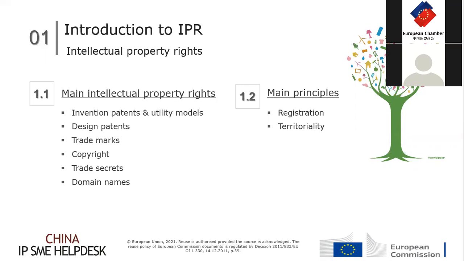But when we talk about intellectual property rights, we also have to understand what the main principles are. There are two that are critical for learning how to develop a new protection strategy. The first one is the registration principle. This means that the company will not have any kind of protection unless that intellectual property right is already registered in a country.